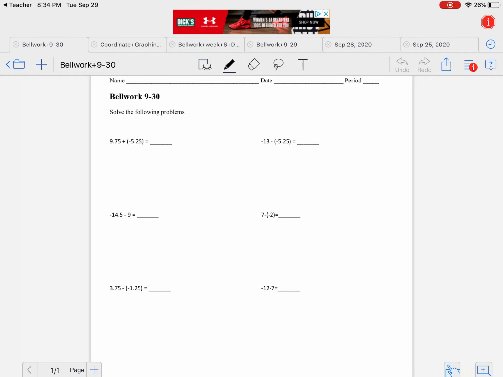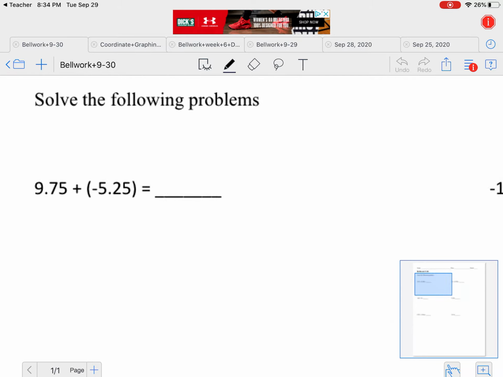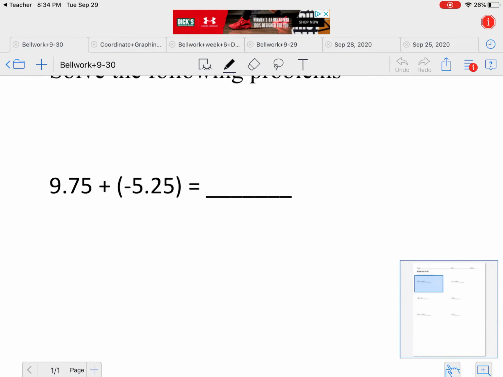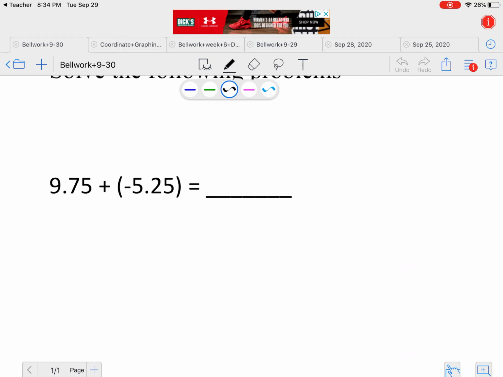Bellwork for today is adding and subtracting with positive and negative numbers. We are going to zoom in on number 1. This already has an adding sign right here, so I'm just going to label the numbers. 9.5 is positive, 5.25 is negative. If these are different, that means you should subtract. Different means subtract.